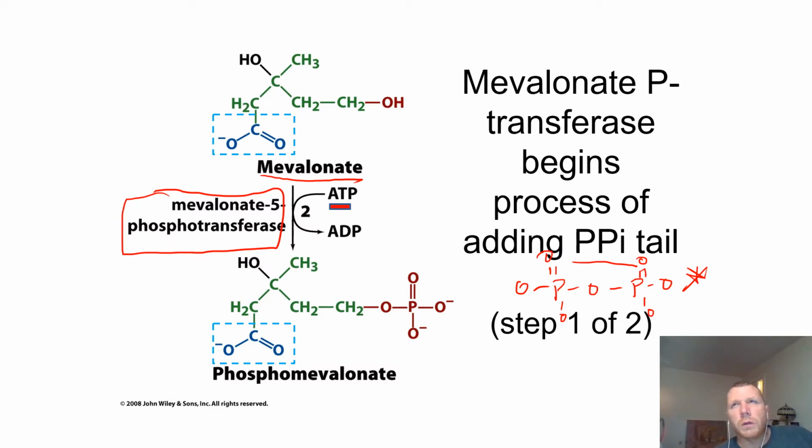Now, if you generated an inhibitor that looked exactly like ATP, would that be an effective treatment for this enzyme? Yeah, probably would. Would that be an effective inhibitor for any other enzyme that uses ATP as well? Probably. So that might not necessarily be a good target. But if you were able to make something like mevalonate that you couldn't transfer a phosphate group to, maybe that would be an effective competitive inhibitor.